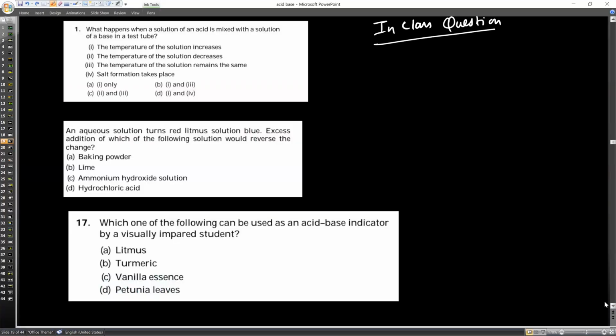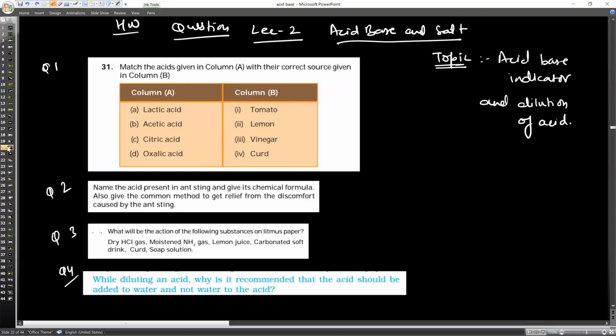Tell me, you just studied this: in which substance is lactic acid present? Curd. And acetic acid? Vinegar. Oxalic acid? Tomato. Yes, it is correct. And last one, citric acid? Lemon. Okay.